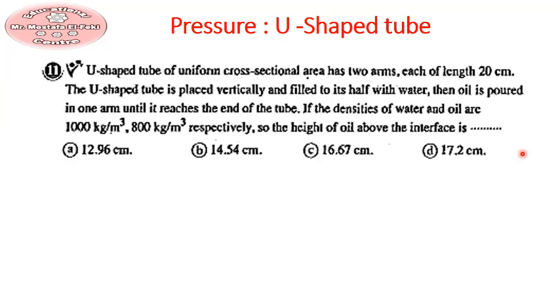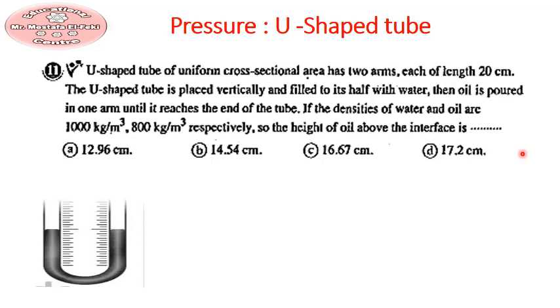A U-shaped tube of uniform cross-section area has two arms, each of length 20 centimeter. The U-shaped tube is placed vertically and filled to its half with water. Then the oil is poured in one of its arms to reach the end of the tube. If the density of water and the density of oil are given, so the height of oil above the interface, or the separating surface, is. This is the U-shaped tube that contains water, of height 20 centimeter.